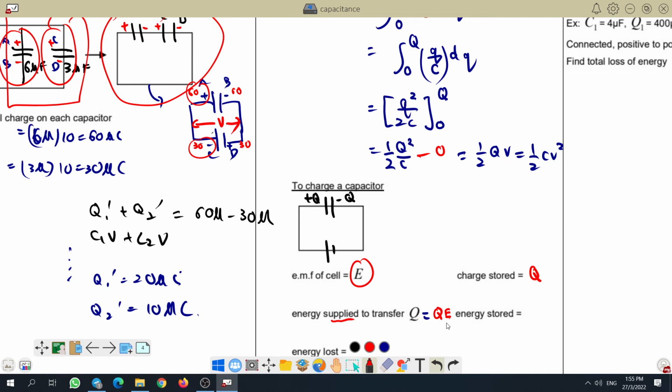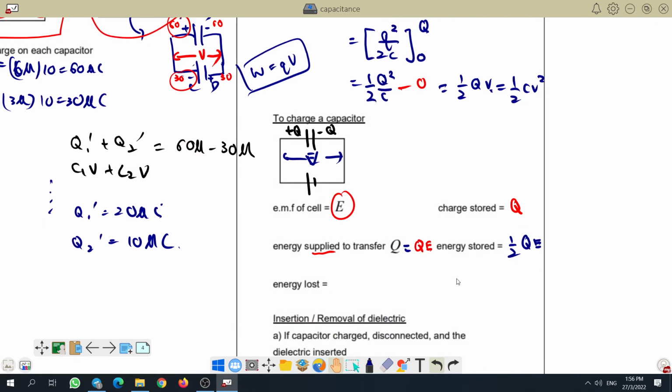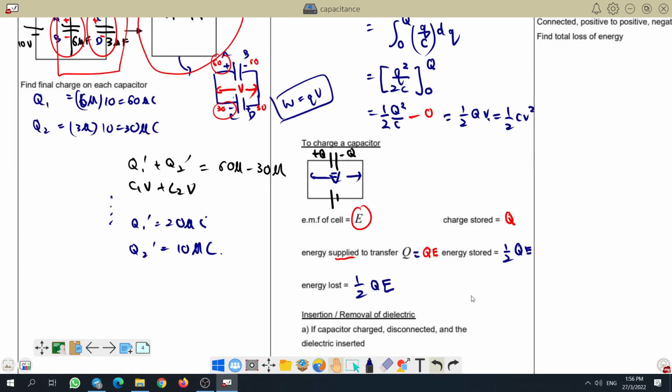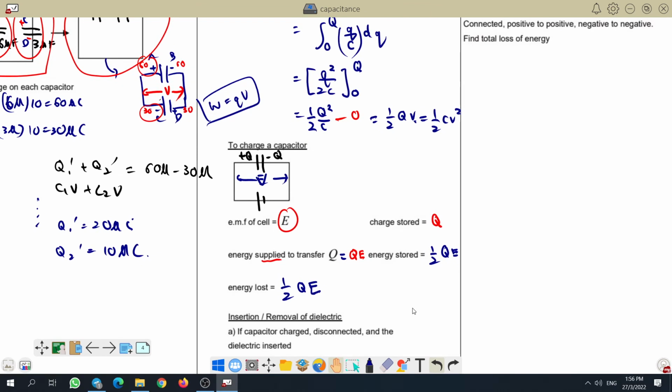Previously what did we use? W equals QV, right? But the energy stored is only half QE. Half QV, but it will charge until it equals E, V equals E, right? So you supply QE, but the energy stored is only half QE. Energy loss. Half QE. It's like a spring too, it becomes half Fx and not Fx.